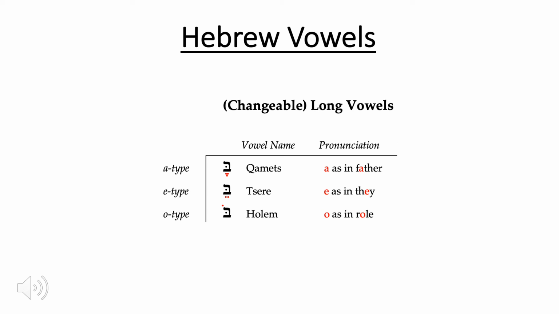This is qamets, using the A sound from father, qamets. Tsere is a long E, but it sounds more like a long A. Almost think of it like a Spanish E that comes out more as an A sound. And then holem, which is an O, the O in roll. Because of this, holem, the long O, sounds exactly like qamets hatuf, the short O, but that's okay because it reminds us that it's an O class vowel.